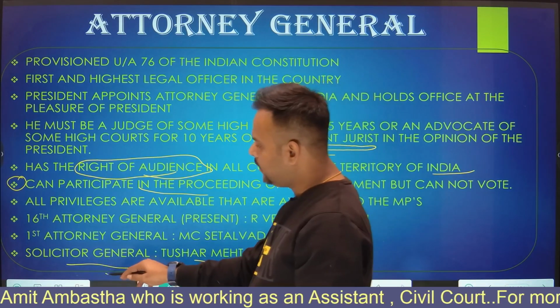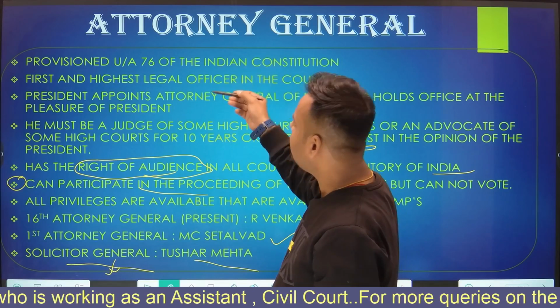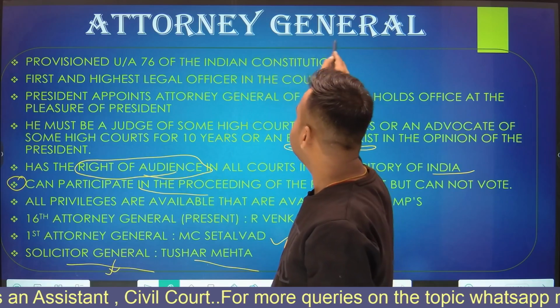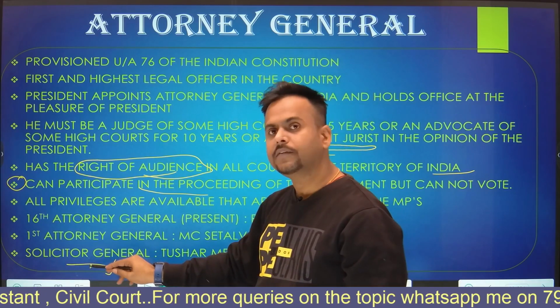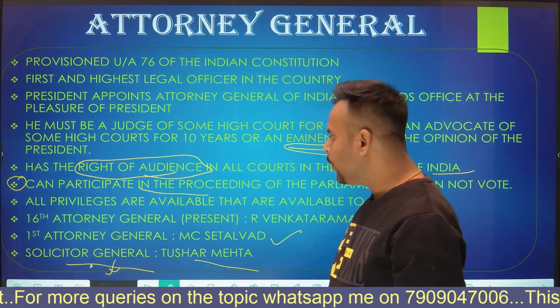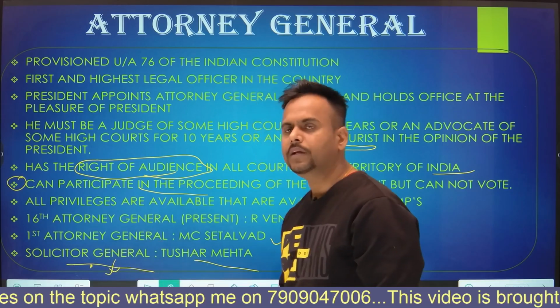What is the Solicitor General? Let me tell you. The Solicitor General is the second legal officer of the Government of India. He is next to the Attorney General of India, and for his assistance there are several Additional Solicitor Generals of the Government of India. He is a legal advisor, and there is no mention of the Solicitor General in our Constitution.